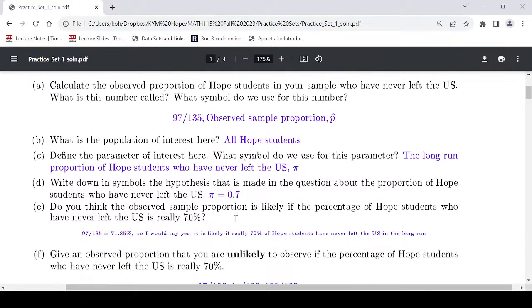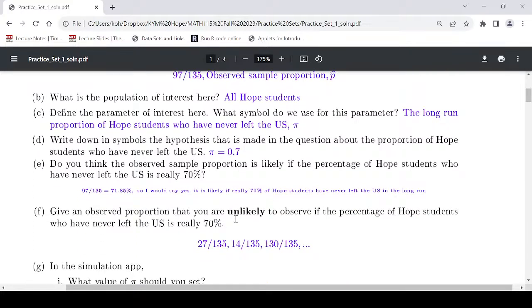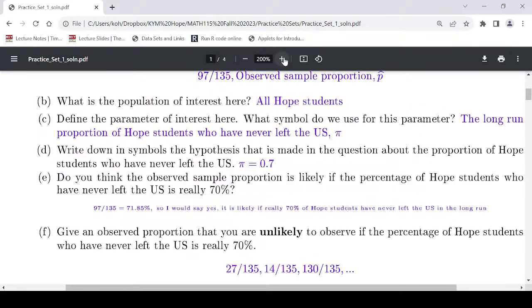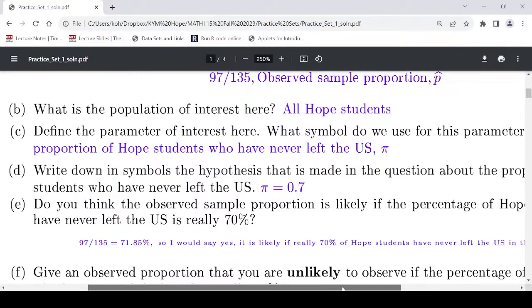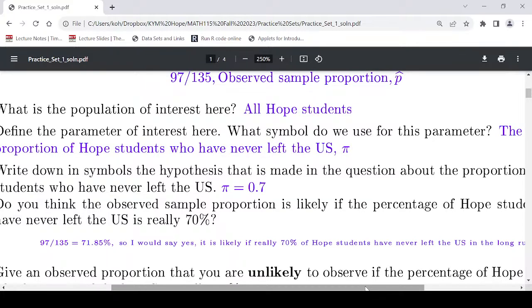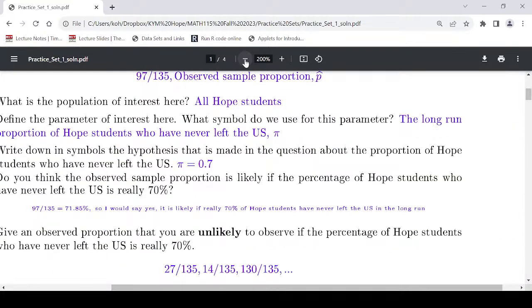Do you think the observed proportion is likely if the percentage of students who have never left the US is really 70%? So we find that the answer should be 71.85%, that's your 97 out of 135. 71.85% is quite close to 70%. So do you think this is a likely thing to see if the percentage of people really in Hope who have never left the US is 70%? I would say, yes, I think this is quite likely. It's very close to 70%.